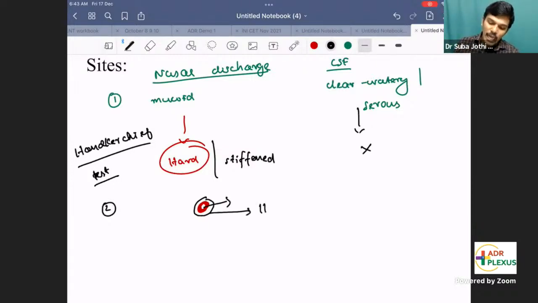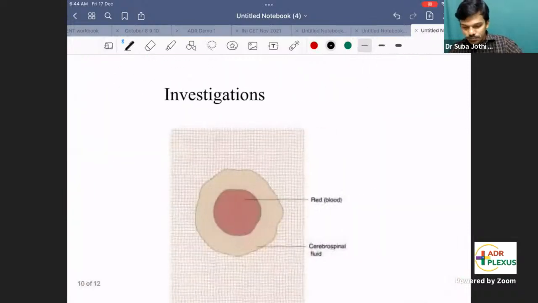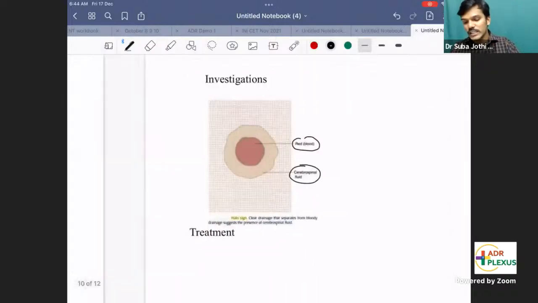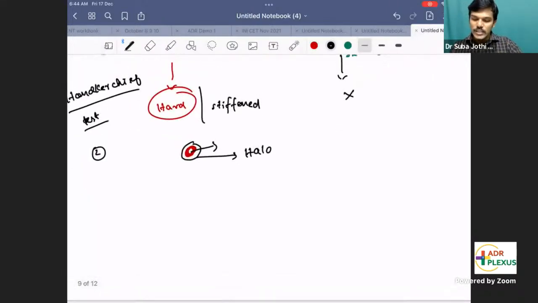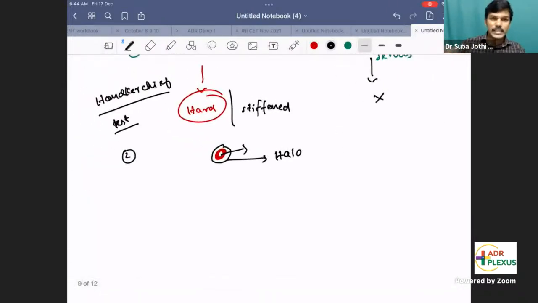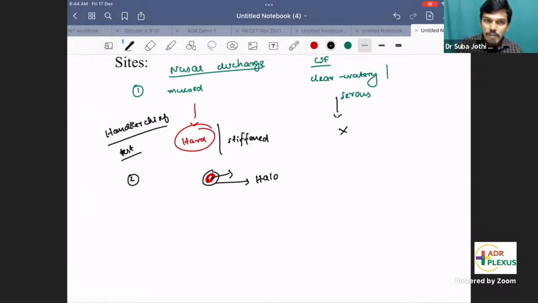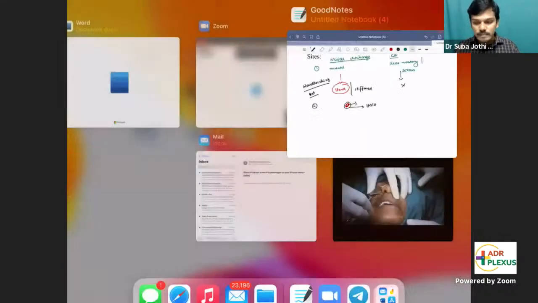surrounded by a halo of CSF. This is called the halo sign. Halo sign is seen in CSF rhinorrhea. Okay. So this is the red blood clot. This is the outside halo due to CSF fluid. So this is the second bedside sign we can see. So what else can we see? Does anyone know what reservoir sign is?